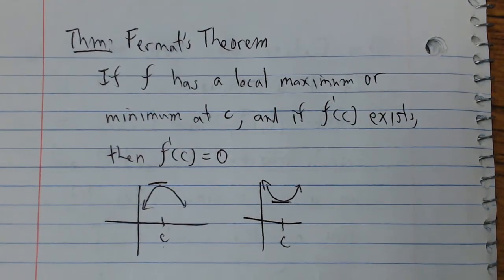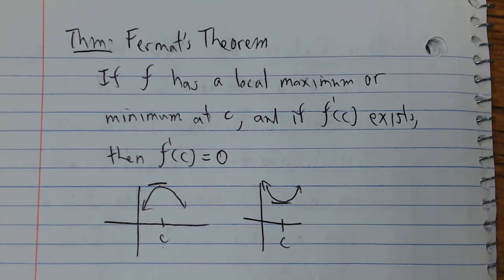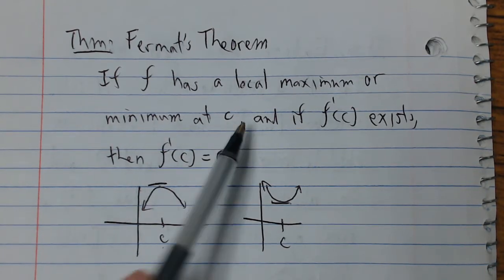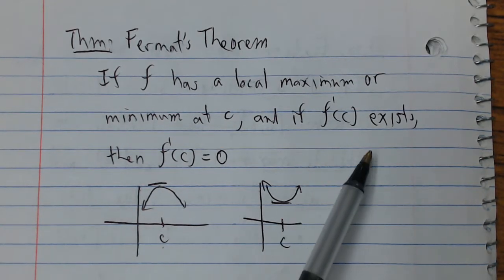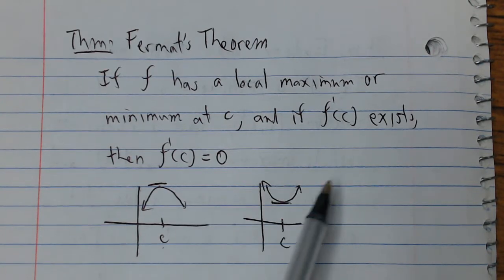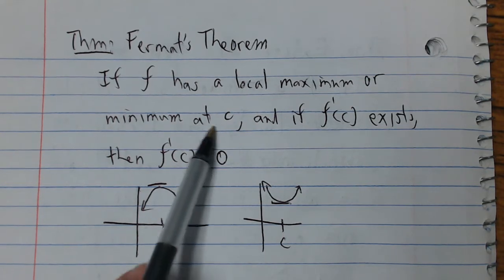So what does Fermat's theorem guarantee? It says, look, if you tell me that this function has a local maximum or a minimum at C, then I know that the derivative at C should be 0 as long as it exists. Okay, so basically, we get our derivatives for free.